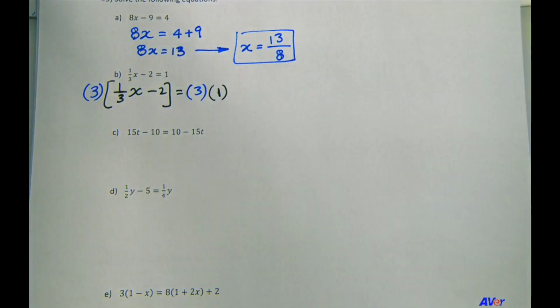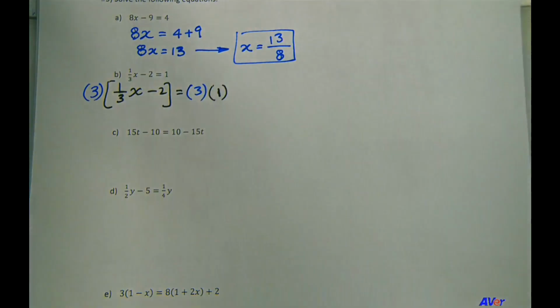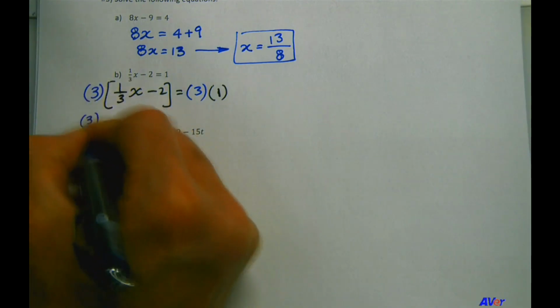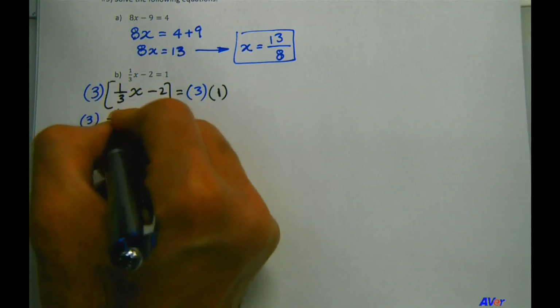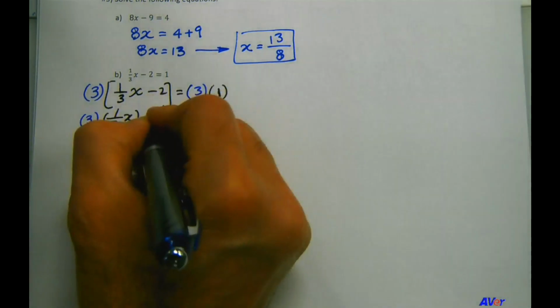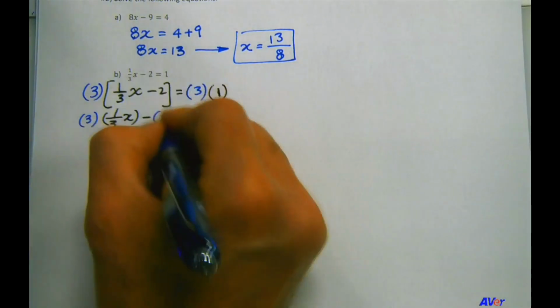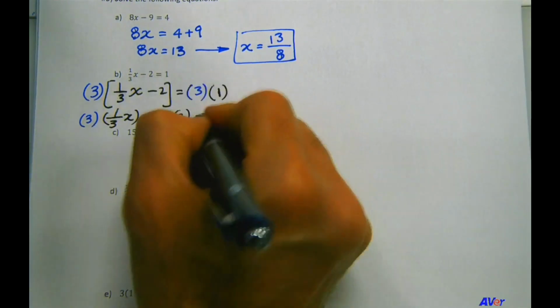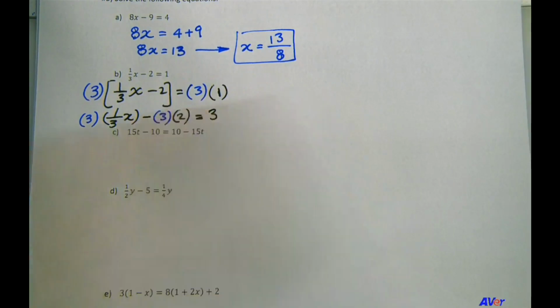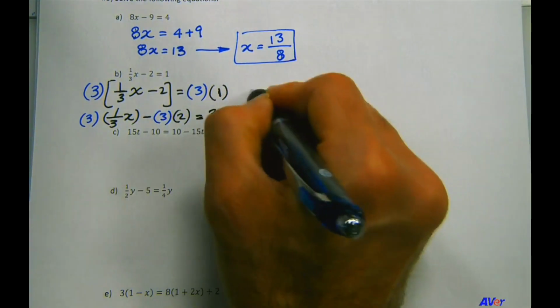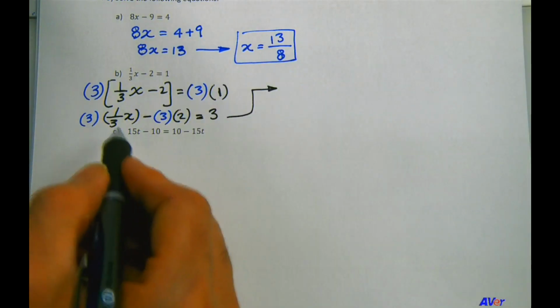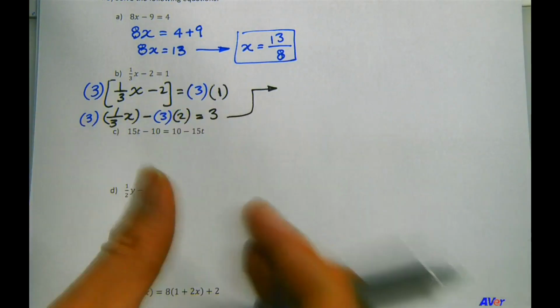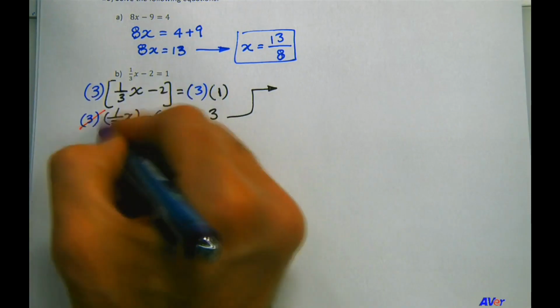You do not want to distribute and simplify at the same time, because I've seen it many times, it generates errors. So let's distribute, then simplify. So we have 3 times 1/3 x minus 3 times, right? We distribute the 3 into all the terms, times 2 equals, the right side is okay. We can just write down 3. Okay, so now what do we have? Let's simplify. We did distributing, now we're simplifying. So this 3 and this 3 cancel out.